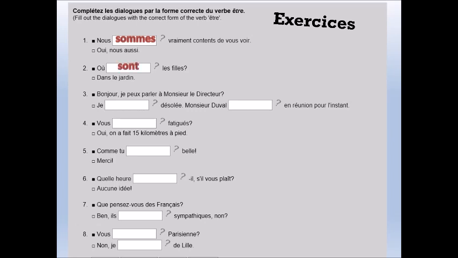Nous sommes vraiment contents de vous voir. Oui, nous aussi. Numéro 2. Où sont les filles dans le jardin? Numéro 3. Bonjour, je peux parler à monsieur le directeur? Je suis désolé. Monsieur Duval est en réunion pour l'instant. Numéro 4. Vous êtes fatigué? Oui, on a fait 15 km à pied. Numéro 5. Comme tu es belle.